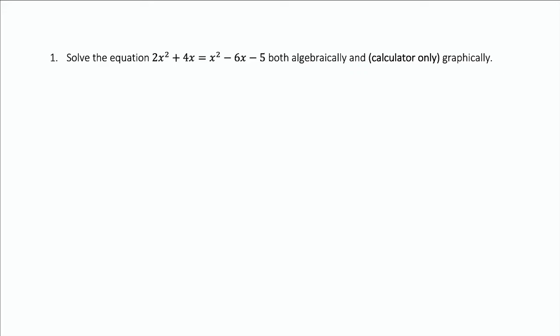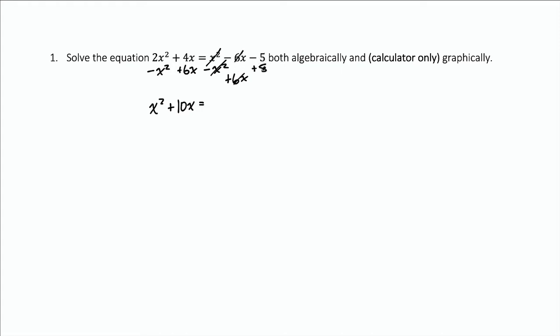First, to solve this equation algebraically, we need everything on one side of the equation to equal 0. So we're going to subtract x squared from both sides. That'll give us an x squared on the left, and we'll cancel on the right. We'll also add 6x to both sides, and that'll give us a 10x on the left. So 10x, and then we've got this minus 5.